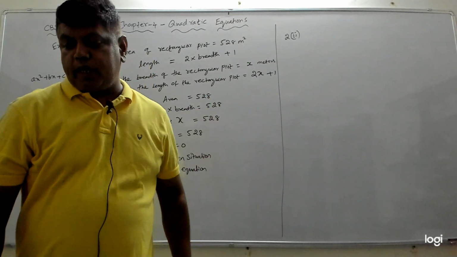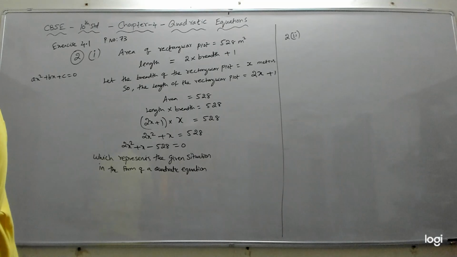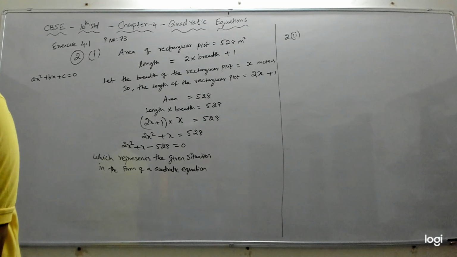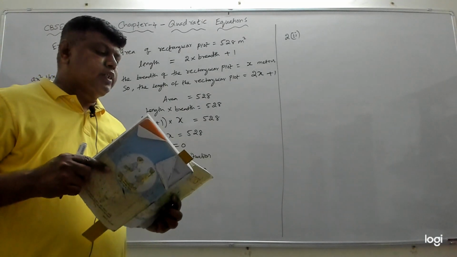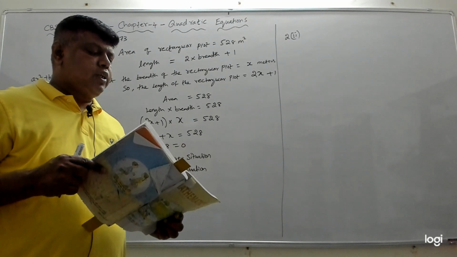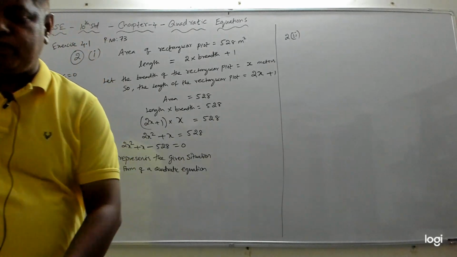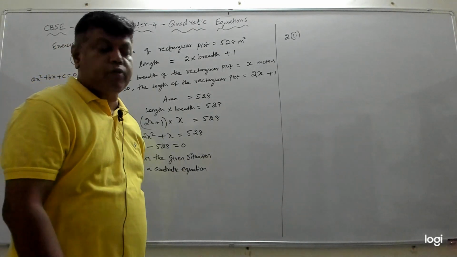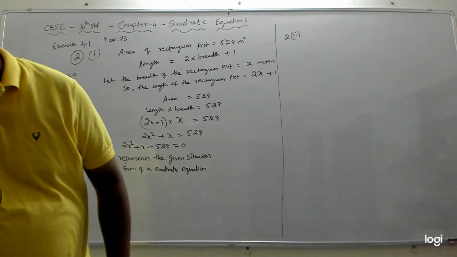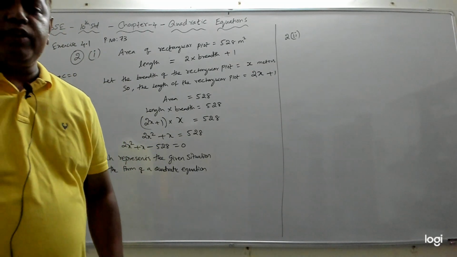Now in the second problem, second subdivision, what is given? The question is, the product of two consecutive positive integers is 306. We need to find the integers. So the product of the two consecutive integers is 306. We have to find the integers.